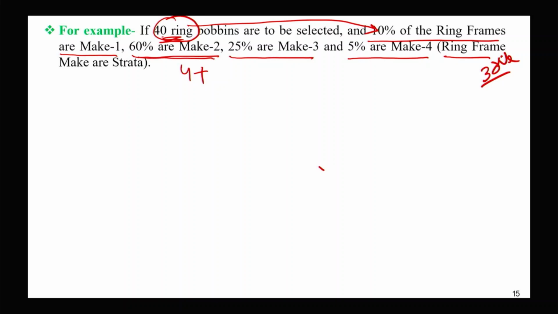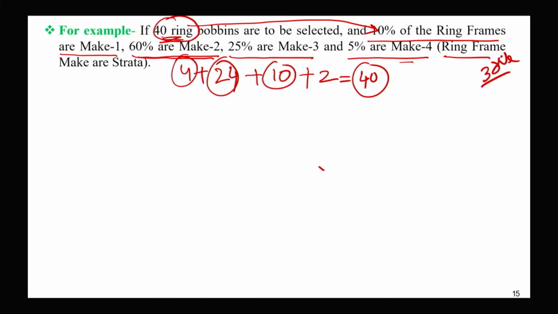60% of the bobbins will be taken, 24. 25% will be taken from make 3, and 5% will be taken from make 4. So if we add, from make 1 we will be taking 4. In this way, when we are taking 4 or 24 or 10, say from make 2 we are taking 24 samples.